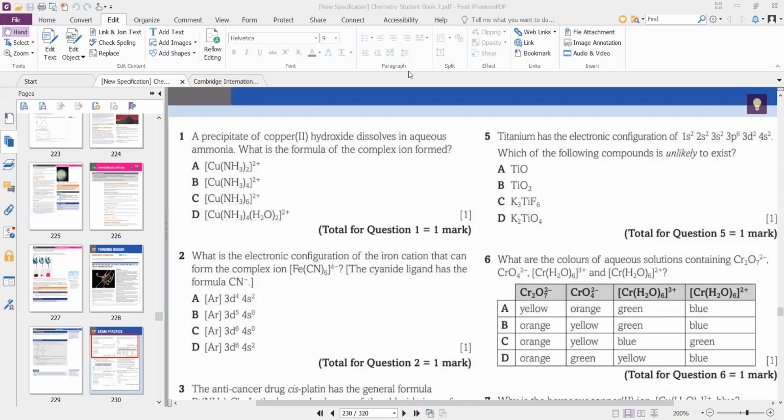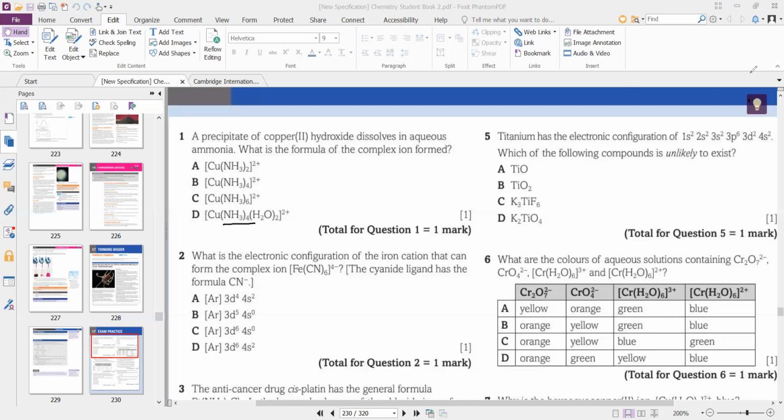D. Evany, what is the answer? The answer is D. Ammonia with copper forms the tetraammine complex. Yes. With copper 4.